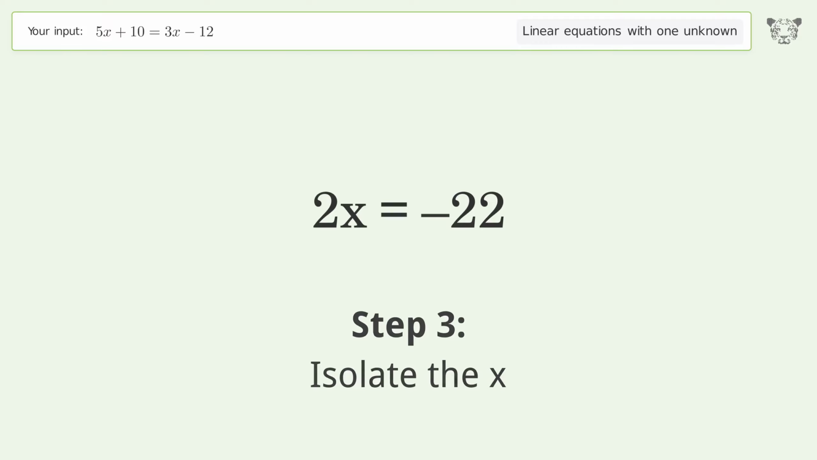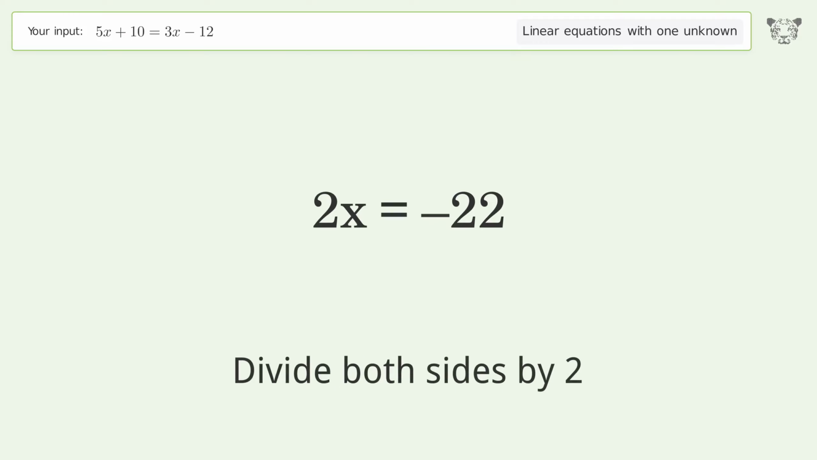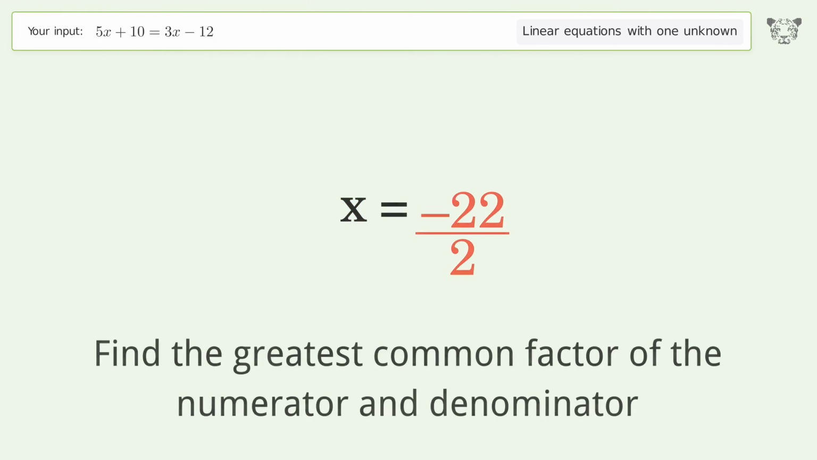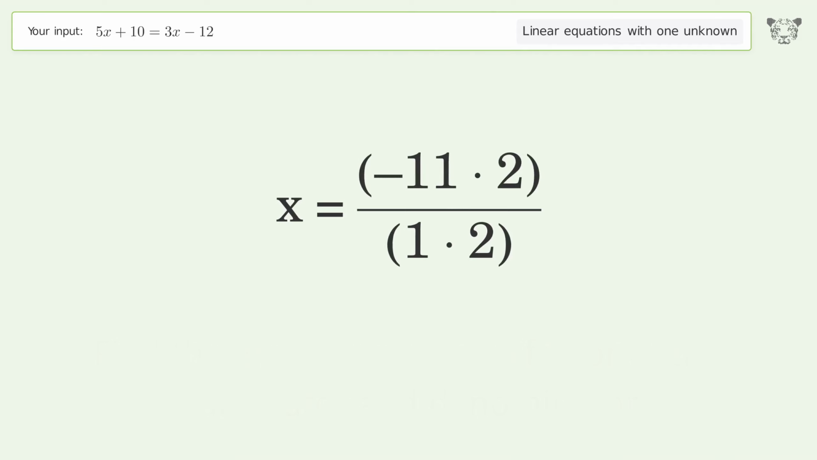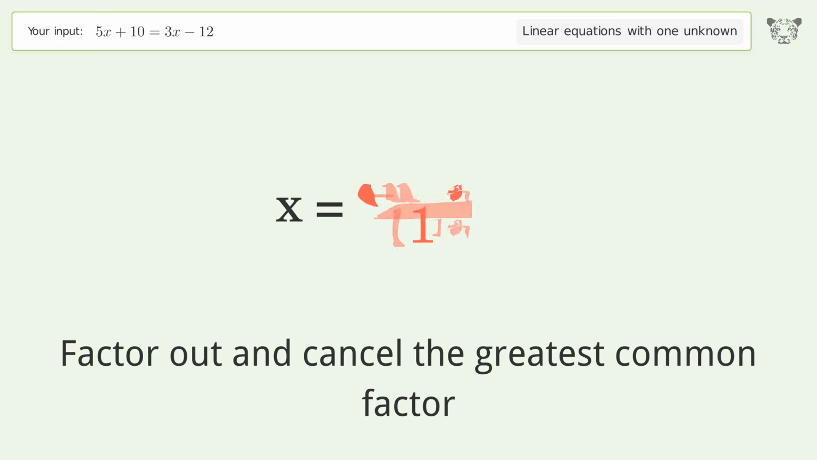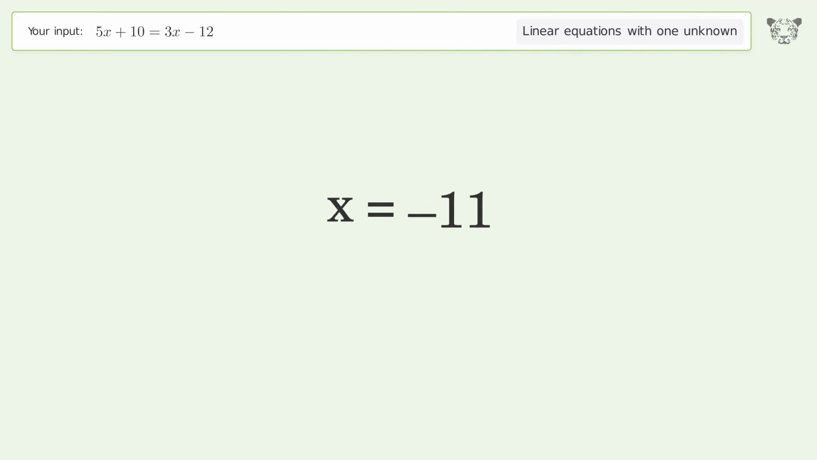Isolate the x. Divide both sides by 2. Simplify the fraction. Find the greatest common factor of the numerator and denominator. Factor out and cancel the greatest common factor. And so the final result is x equals -11.